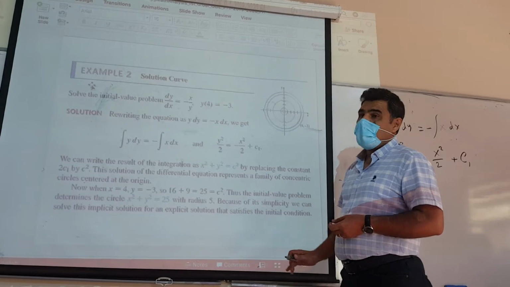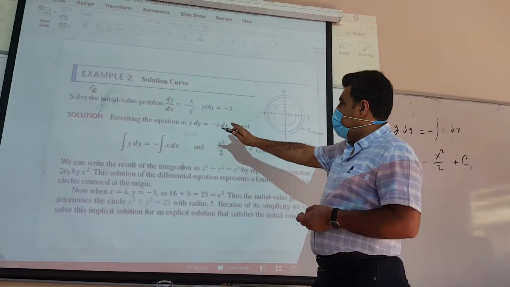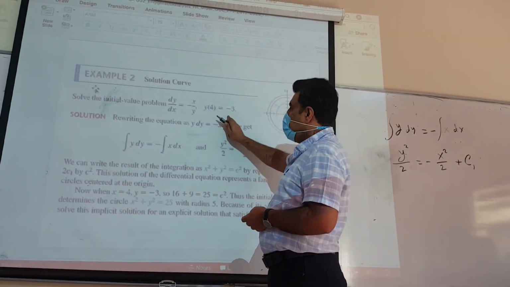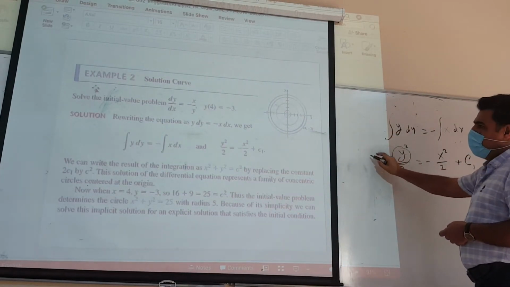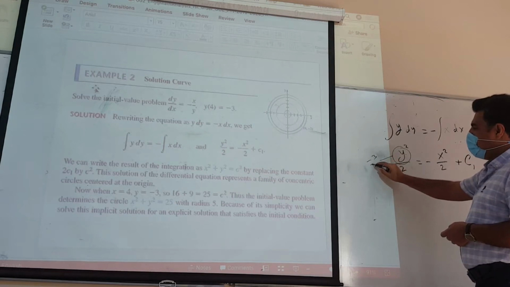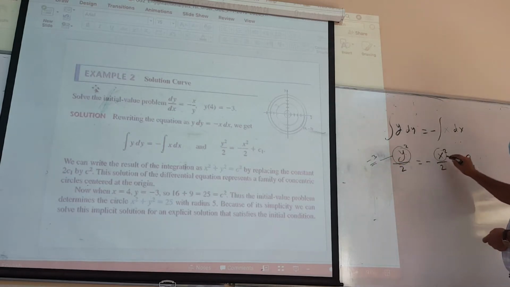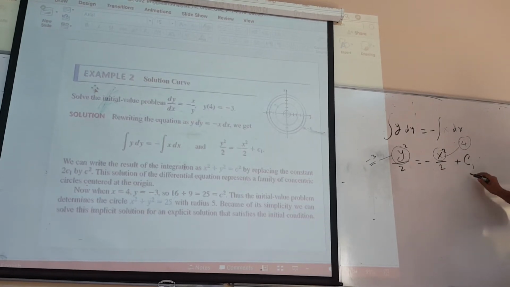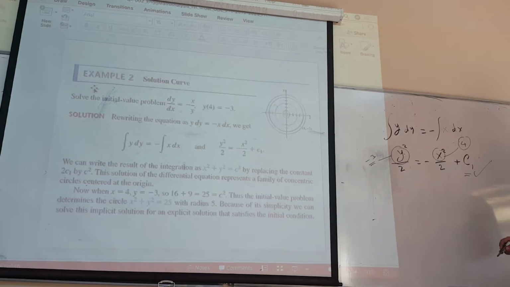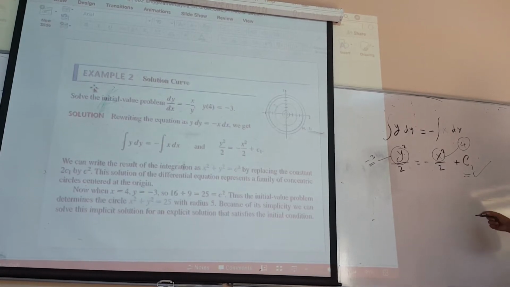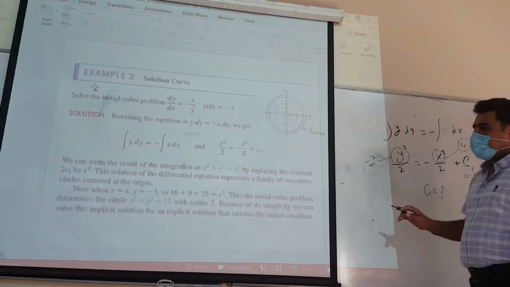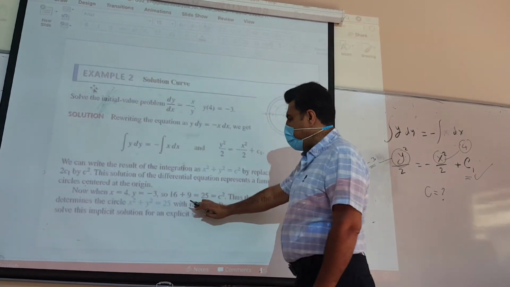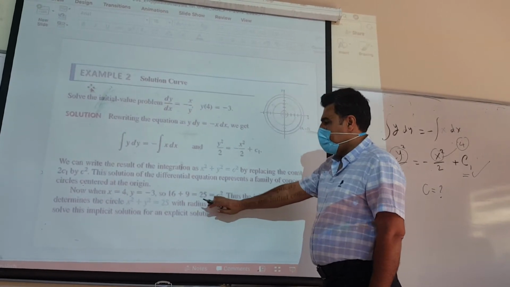Now, we are trying to apply the particular condition. So, you need to replace y with minus 3 when x is 4. If you put this in this equation, you can get c. Very simply. So whenever you get c, you can solve the equation. We got c, and it was in this way.